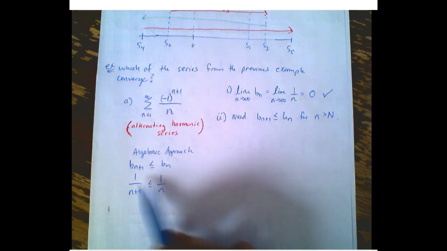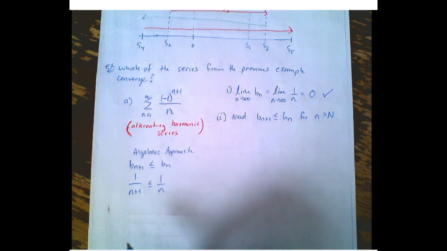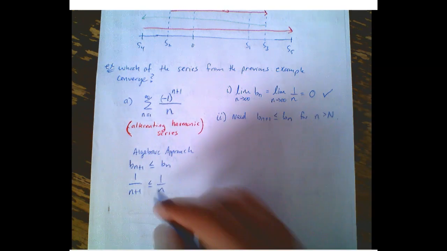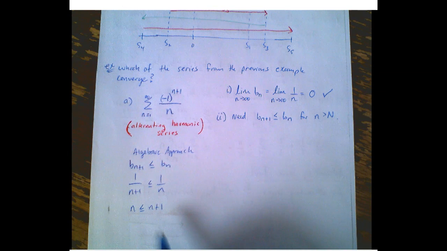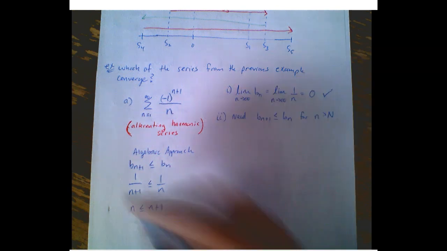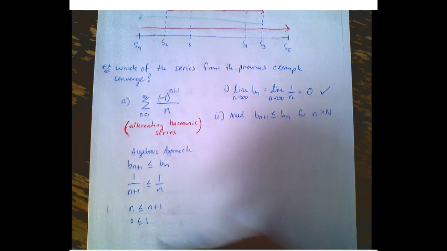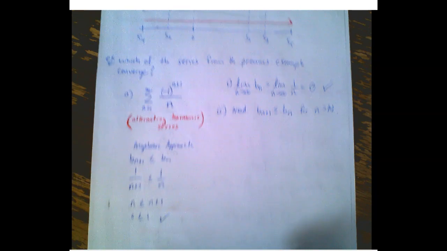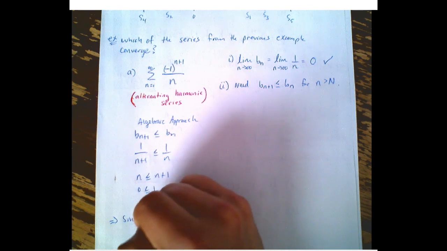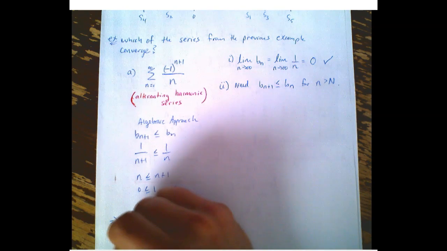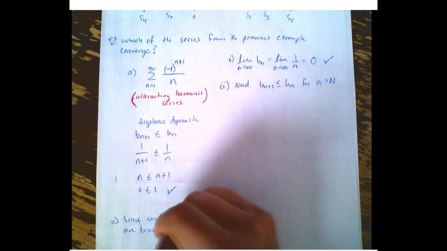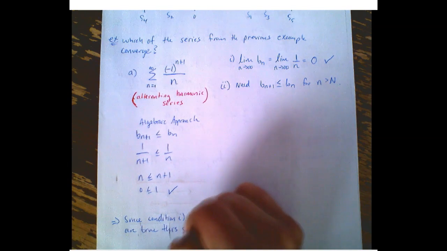So what we need to do is just manipulate this so that we are absolutely sure that the inequality is true. So we'll cross multiply here. n is less than or equal to n plus 1. Now we ask ourselves, is this true? Well, yes, right? If we subtract n from both sides, we get 0 less than or equal to 1, and this is always true. Therefore, since conditions 1 and 2 are true, this series converges.